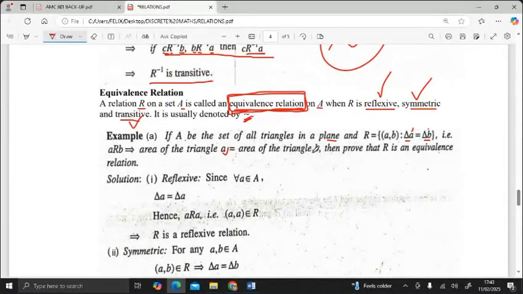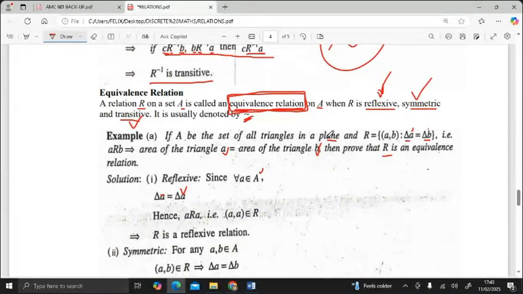If A is the set of all triangles in a plane, and R is the relation that A is related to B if triangle A is equal to triangle B, meaning therefore that we're talking simply about the area of the triangle. If two triangles are equal, it means the areas are the same. So area of triangle A is equal to area of triangle B. Then prove that R is an equivalence relation.